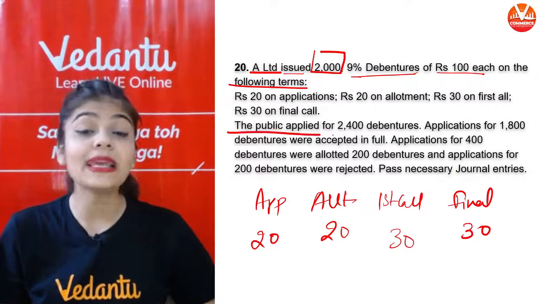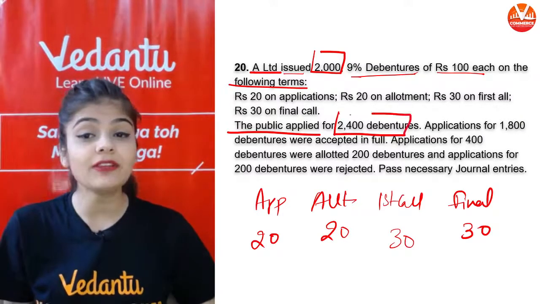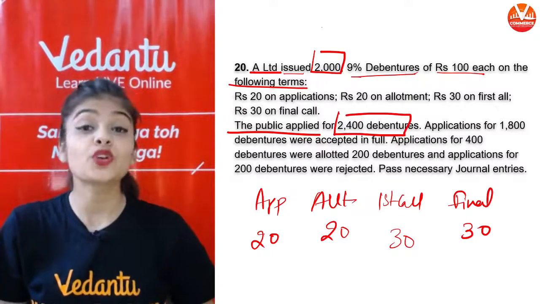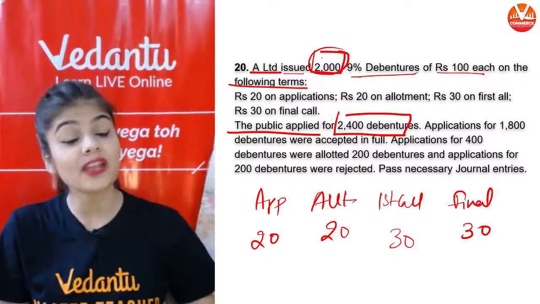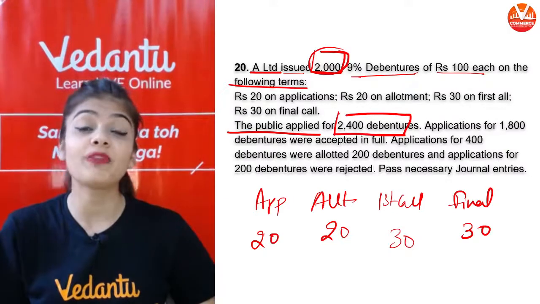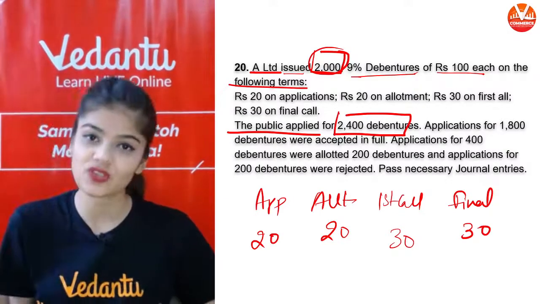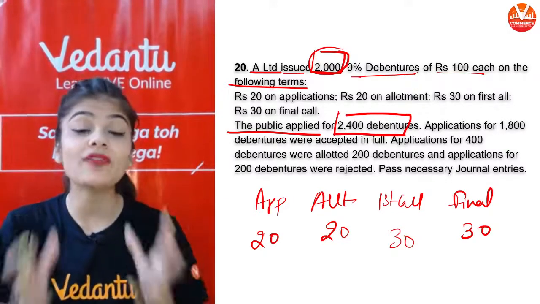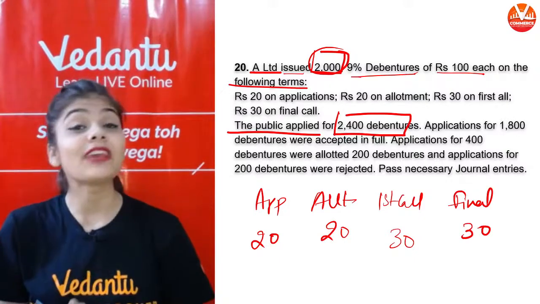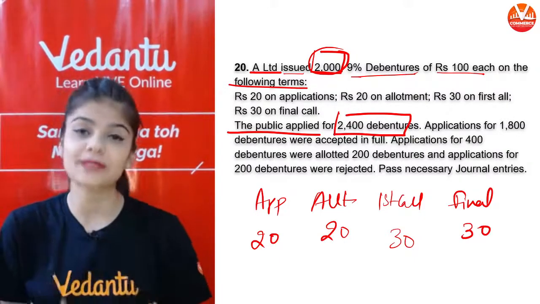Now the public applied for 2400 debentures. So you have issued 2000 debentures and the applications are received for 2400 debentures. So this is over subscription. We have to prepare over subscription table.